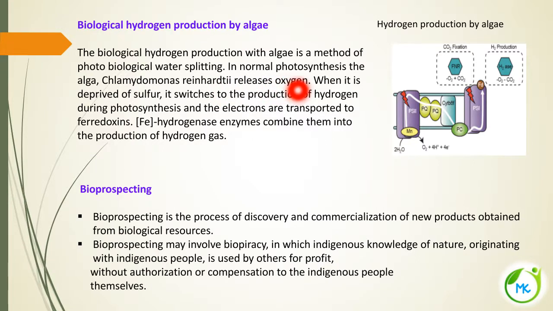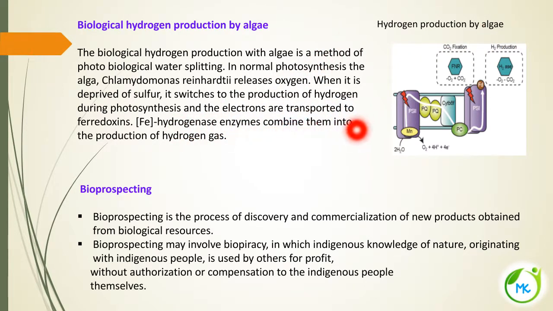under normal conditions. When it is deprived, that is, made unavailable of sulfur, it switches to the production of hydrogen. Instead of oxygen, it will start producing hydrogen. So this hydrogen can be used as a fuel. This is called hydrogen production by algae.